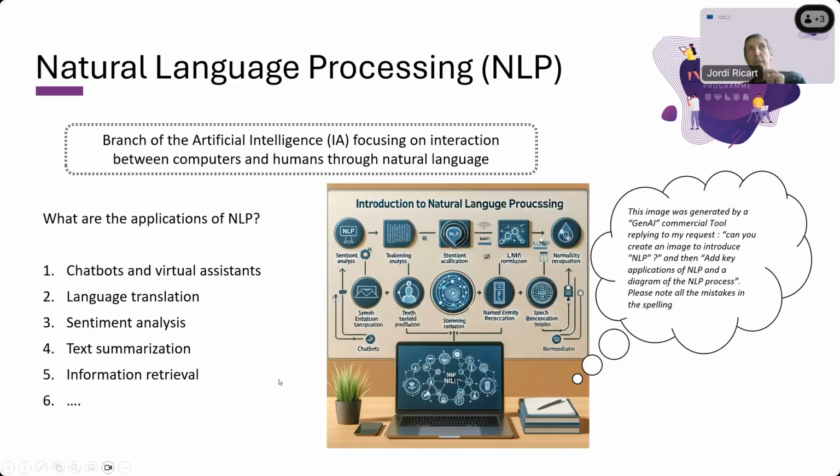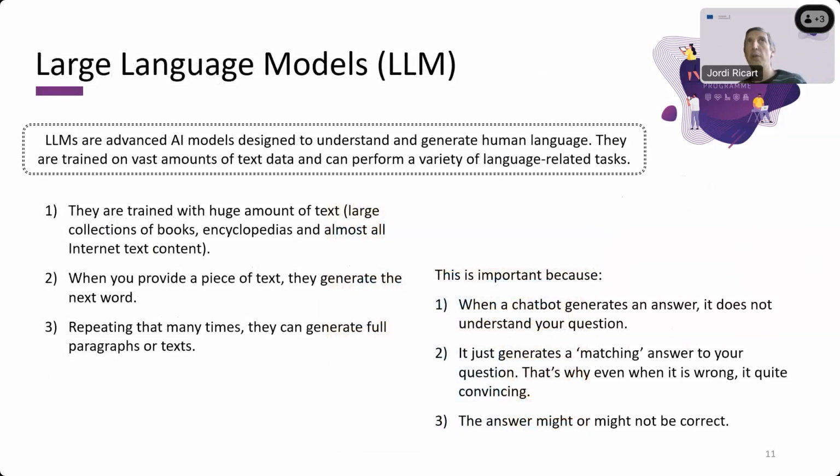So let me introduce another buzzword that we'll be using today, which is LLMs, large language models, right? And what are they? LLMs are trained AI models designed to understand human language, so understand when we speak, and generate human language, so things that we can understand, right? They've been trained with all the encyclopedias and all the text that they can find on the internet, right?